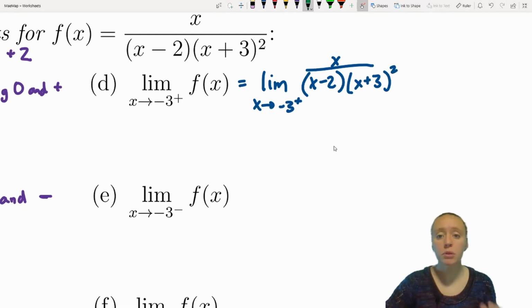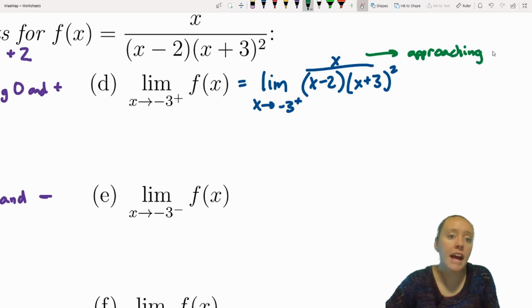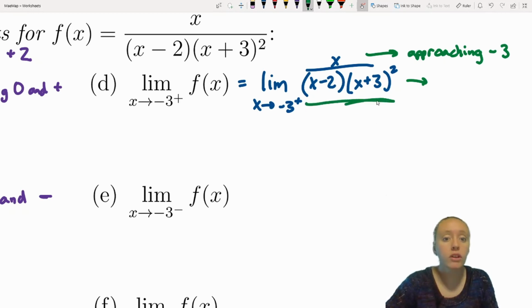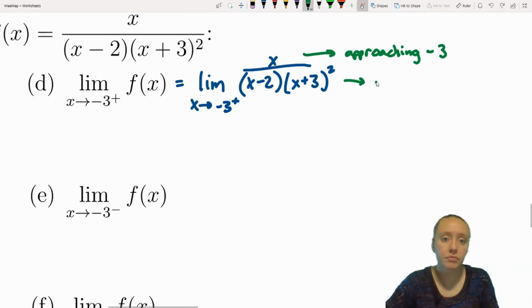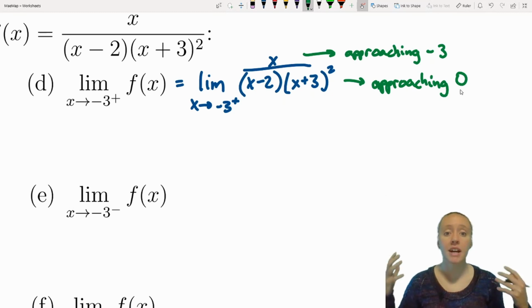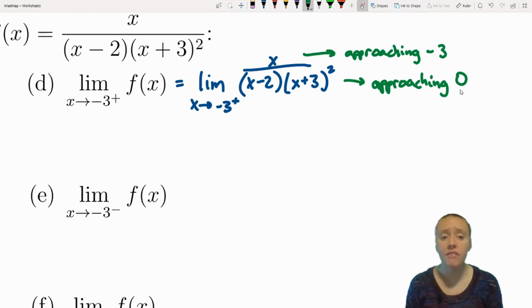So for d, as we approach -3, our numerator is approaching -3. It's just approaching that constant. So this is going to be approaching a -3. So the sign in our numerator is negative. Now, as we approach -3 in our denominator, what all is happening? Well, as we approach -3, we know this factor is approaching 0. So our overall denominator is approaching 0. We just have to figure out whether it's approaching 0 from positives or whether it's approaching 0 from negatives. We know we're heading towards a negative infinity or a positive infinity. We just got to figure out which one.